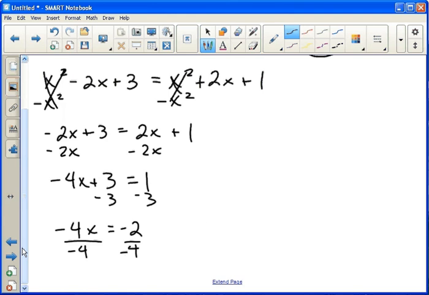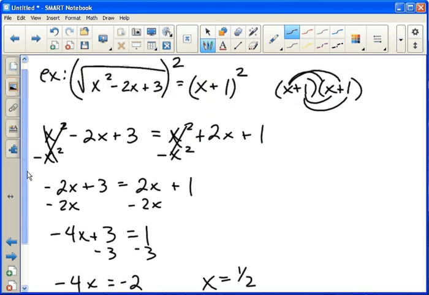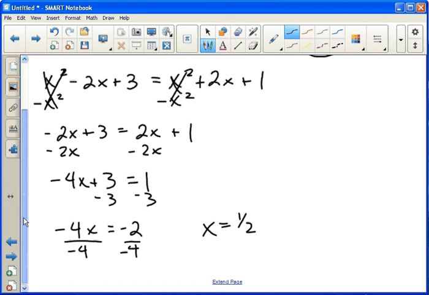X equals 1/2. And if you do try to plug that 1/2 back into the square root up top, you will get a positive answer, which is good. You just want to make sure you don't get a negative one, so x equals 1/2 will work. So hopefully you've noticed sometimes you end up with one answer, sometimes you end up with two, and either way you need to check them and make sure they don't give you something that's negative in the square root.